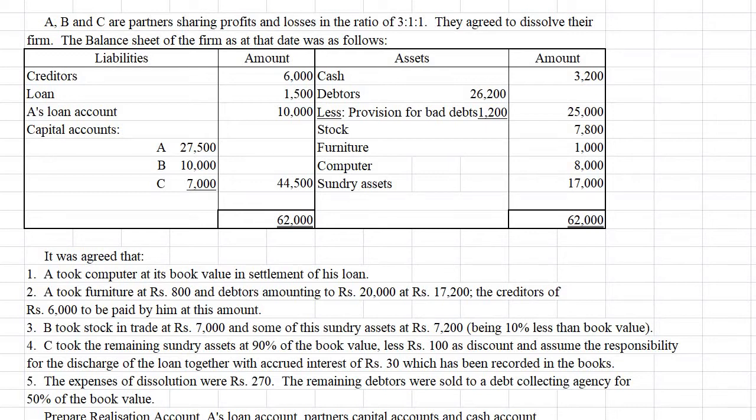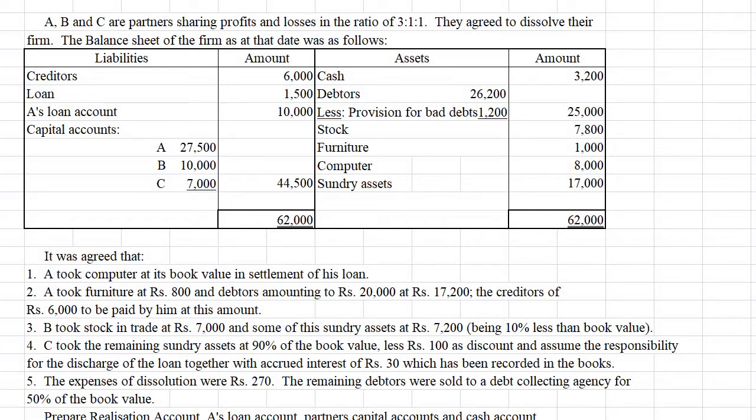Then next it says that he also assumes the responsibility for the discharge of the loan together with the accrued interest of 30 rupees. A loan was there, 1,500, and that will be settled by C by giving extra interest of rupees 30. That means 1,530 is the total loan amount settled by C. Then the expenses of dissolution were rupees 2,270.